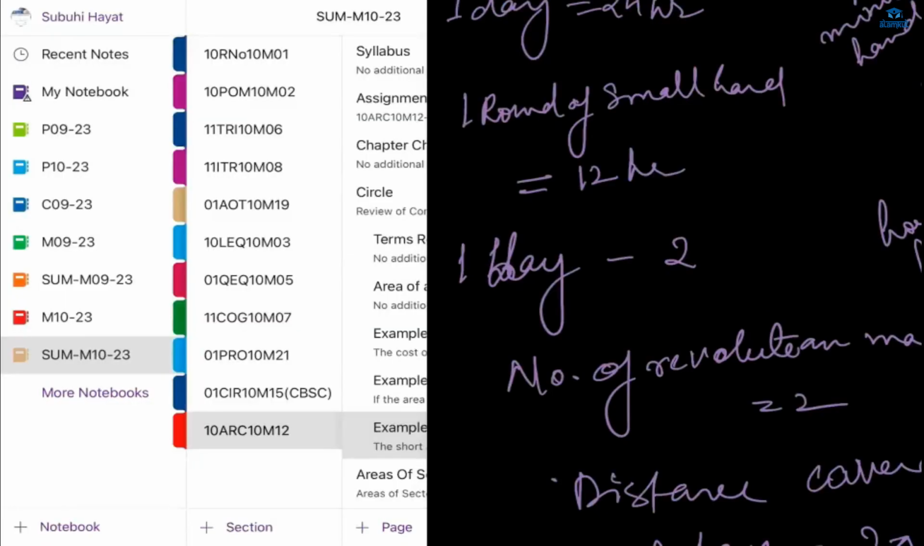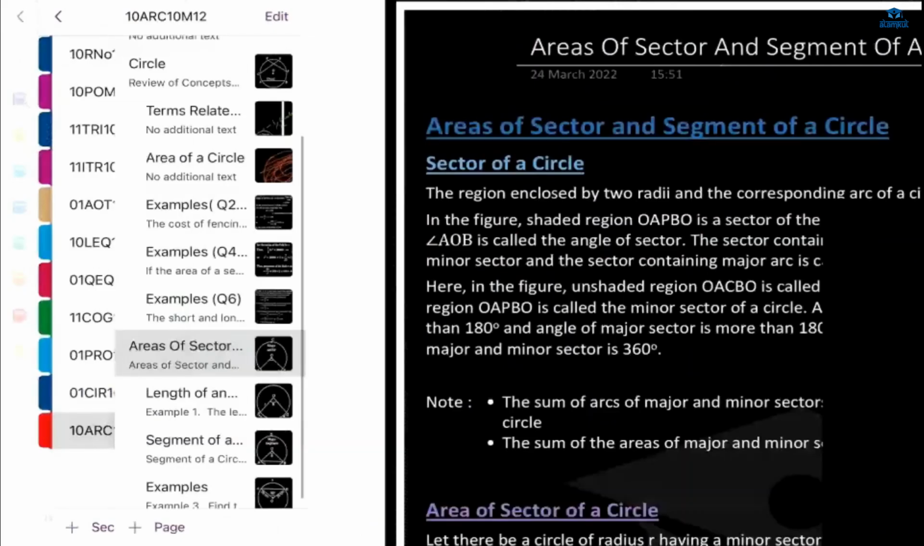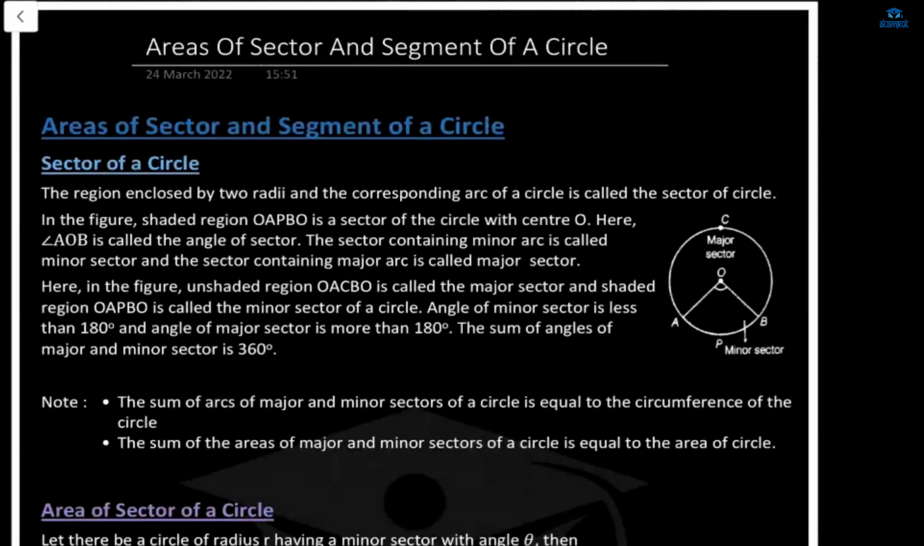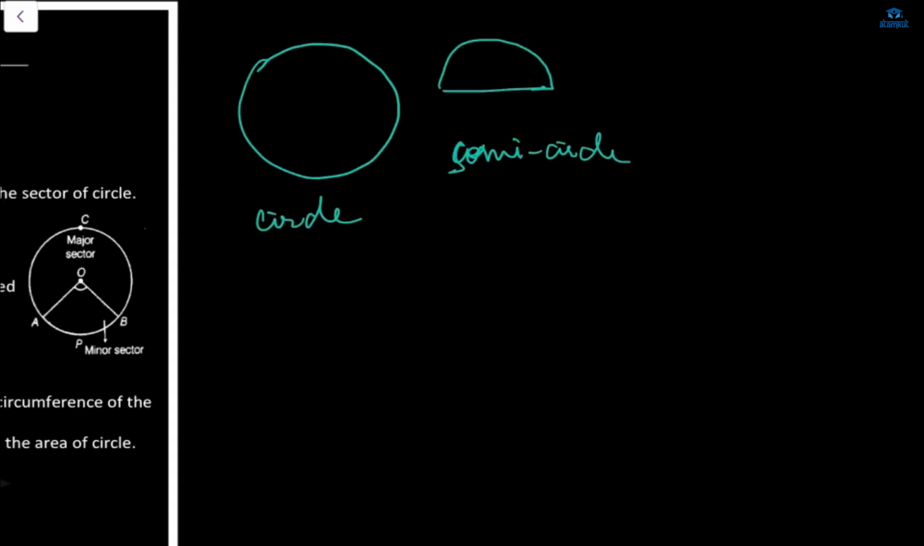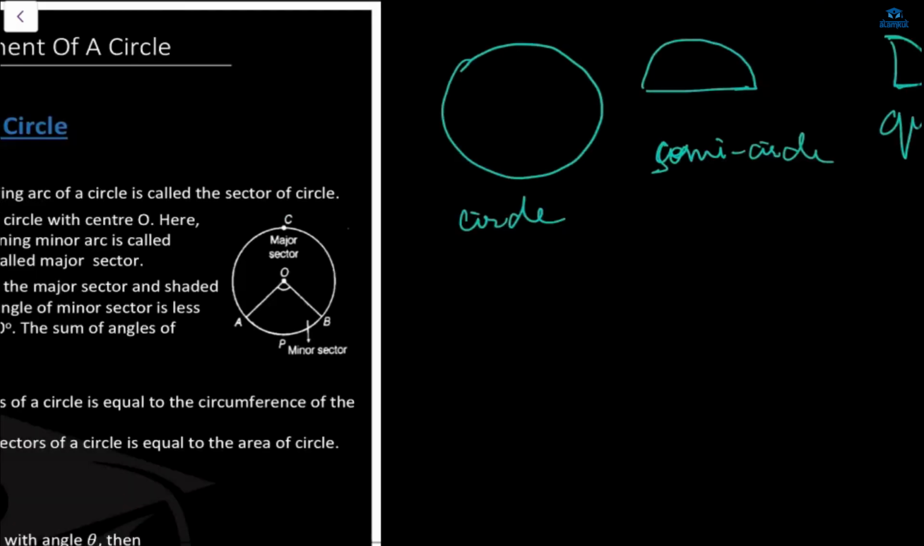Good. Now we are going to start with another section: area of sector and segment. Till now we have covered the area of circle, and then we have covered area of semicircle and then quadrant. Now we are going to cover sector.